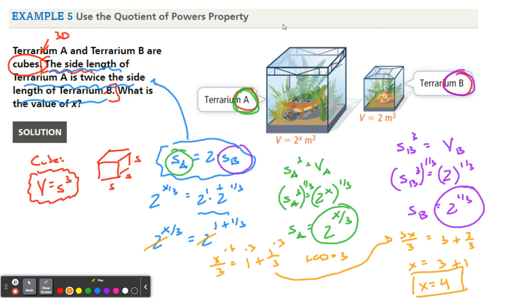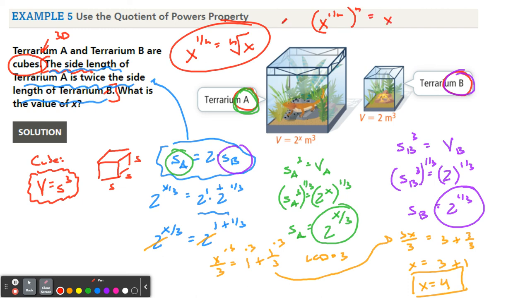Okay. So again, another complicated problem. But when it comes down to it, can you remember that x to the 1 over n equals the nth root of x? Can you remember that? And can you remember that if you take x to the 1 over n and you raise it to the nth power, you're just going to get x, because these are reciprocals?